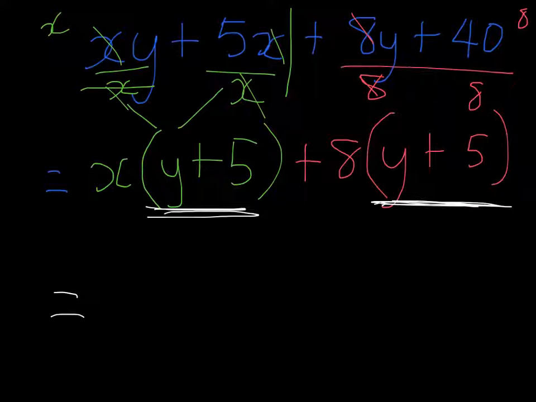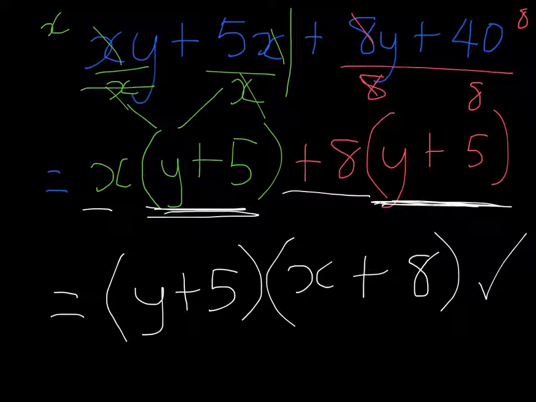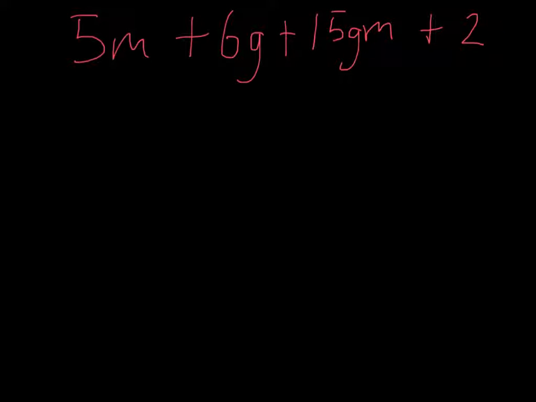Once we've done that, we can then put that into the first bracket, same as the earlier ones, and then we have x and positive 8 in the other side, so x plus 8. And that is our factorised answer.